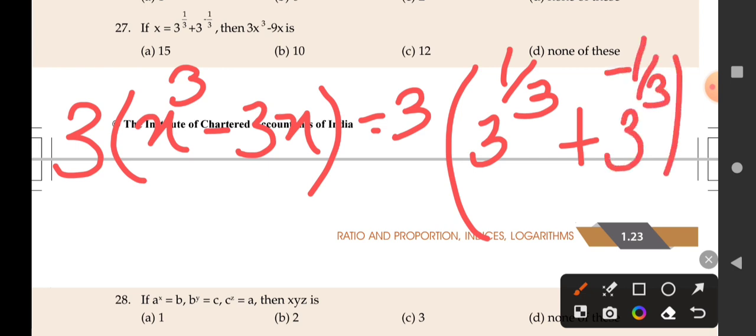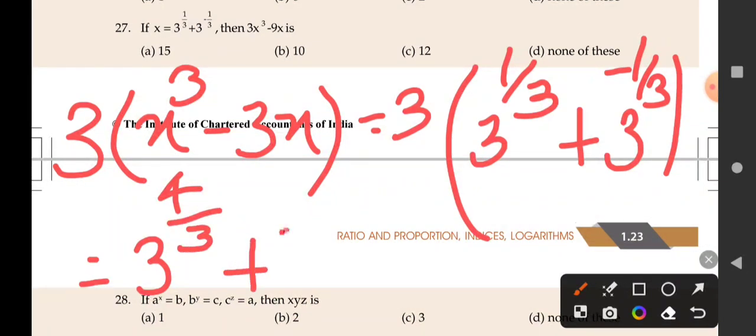So what do we have? We have 3 into 3 ones are 3, 4 by 3 plus 3 into minus 4 by 3. Let me just check once again. Am I doing it correct?